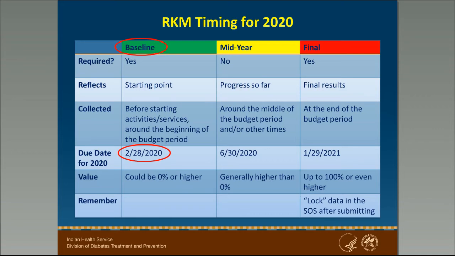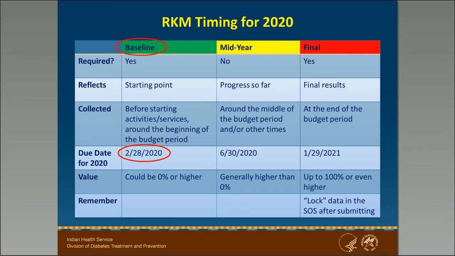It reflects your starting point. It's due at the end of February. So we usually have final data for the previous year due at the end of January, and we have the final or the baseline data due at the end of February.